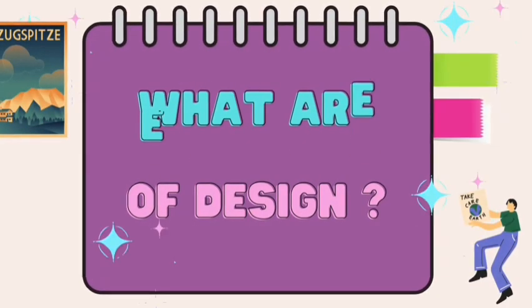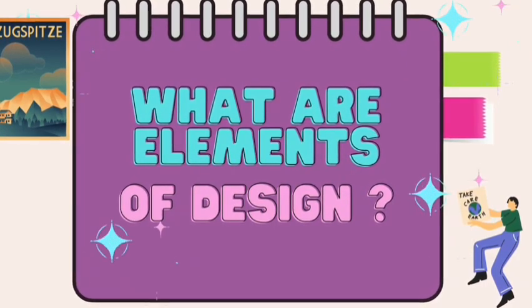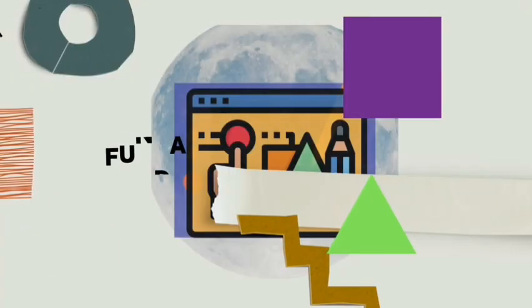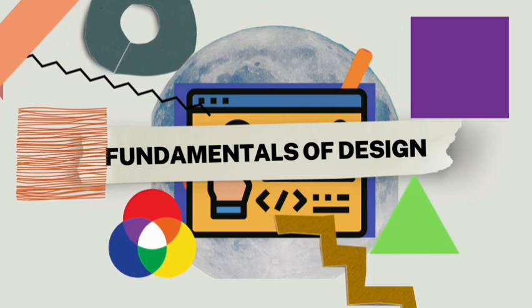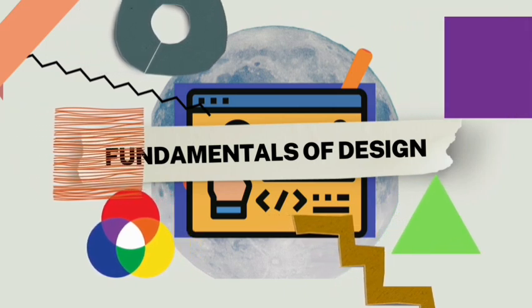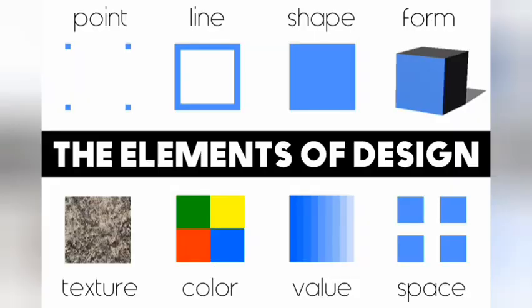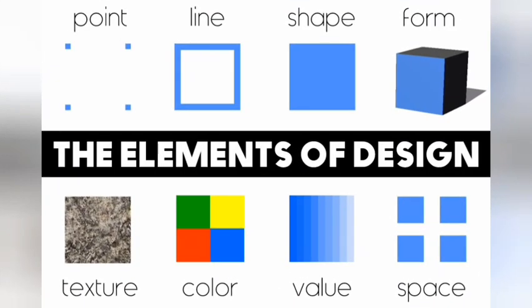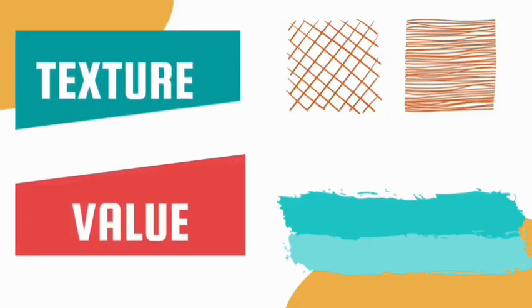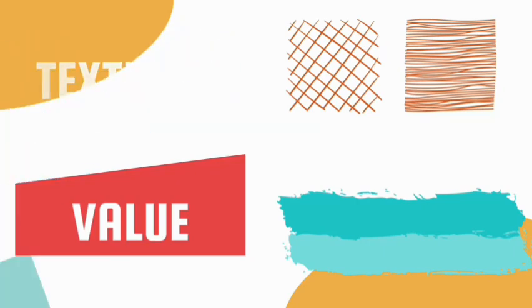So now let's move over to our second question, which is, what are elements of design? Just as you've learned before now, elements of design are also what we call the fundamentals of design. By fundamentals, I mean the basic things the artist needs to put together to form a design. And such elements include line, shape, form, texture, color, value, and space. So now let's explain each of these elements.